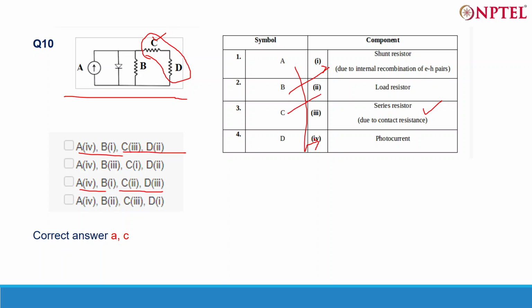So if C is a load resistor, D will be a series resistor. If C is a series resistor, D will be a load resistor. Okay. So option A and C both are correct.